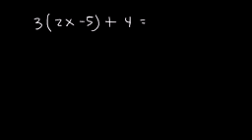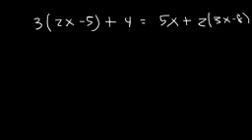Try this one. Let's say if we have 3 times 2x minus 5 plus 4 is equal to 5x plus 2 times 3x minus 8. So now we have variables and parentheses on both sides. What can we do to find the value of x? The first thing you should do is distribute. Let's distribute 3 to 2x minus 5. 3 times 2x is 6x. And 3 times negative 5, that's negative 15.